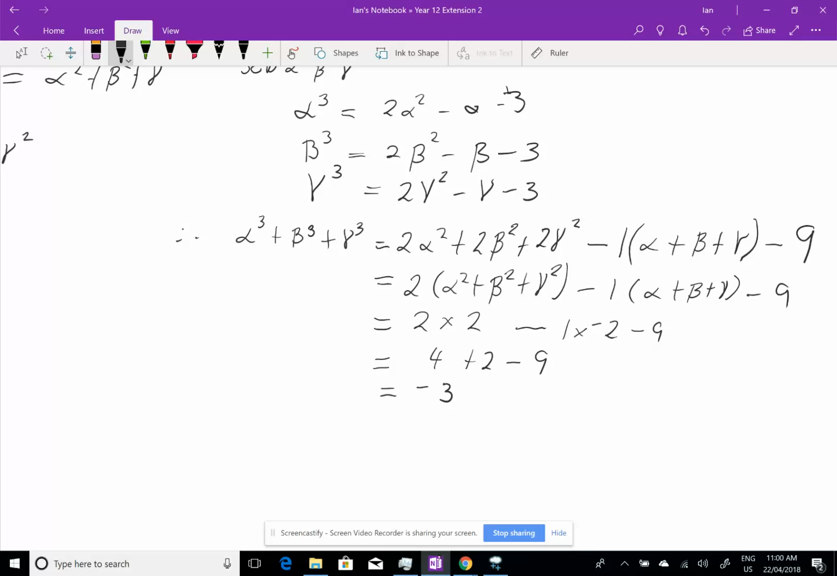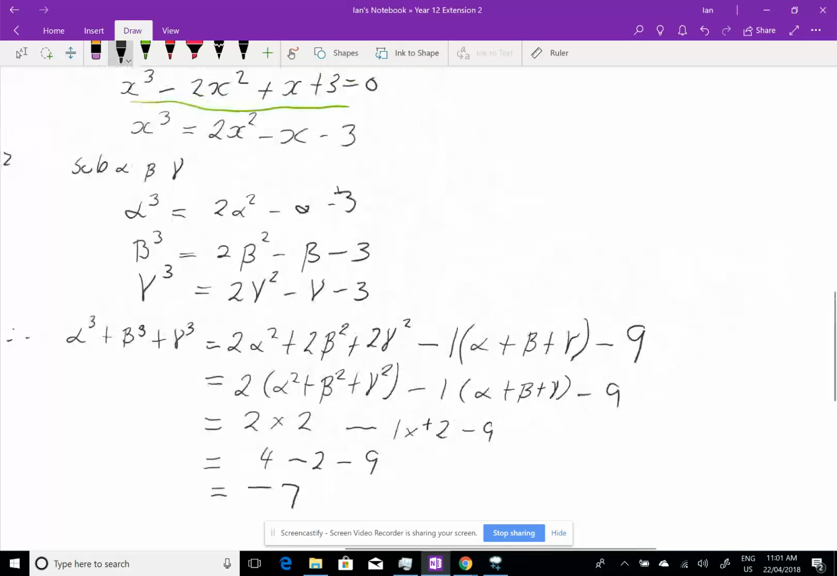Sorry, that should be minus 2. How did I mess that up? Minus, minus, minus. Oh, yes, because that's going to be a plus 2. And my answer is negative 7. Righto. Let's have a look at C.